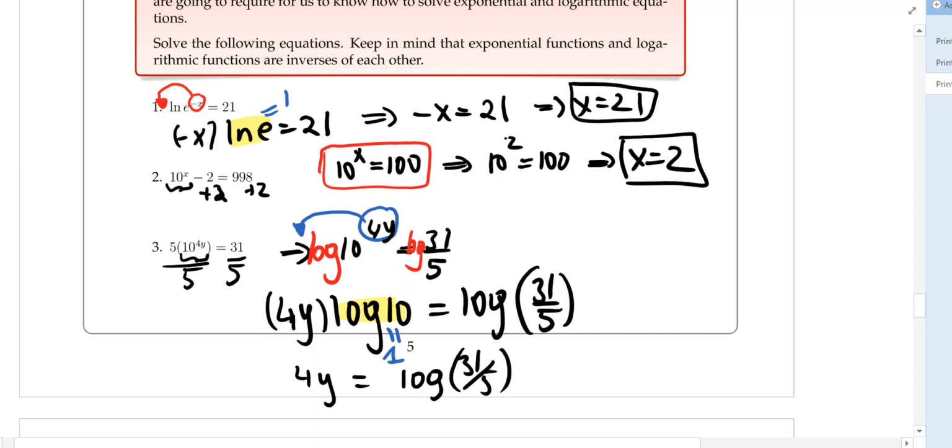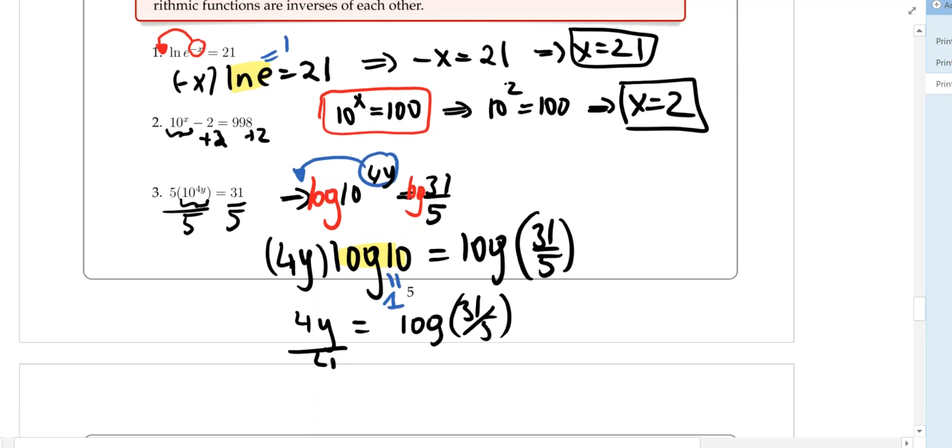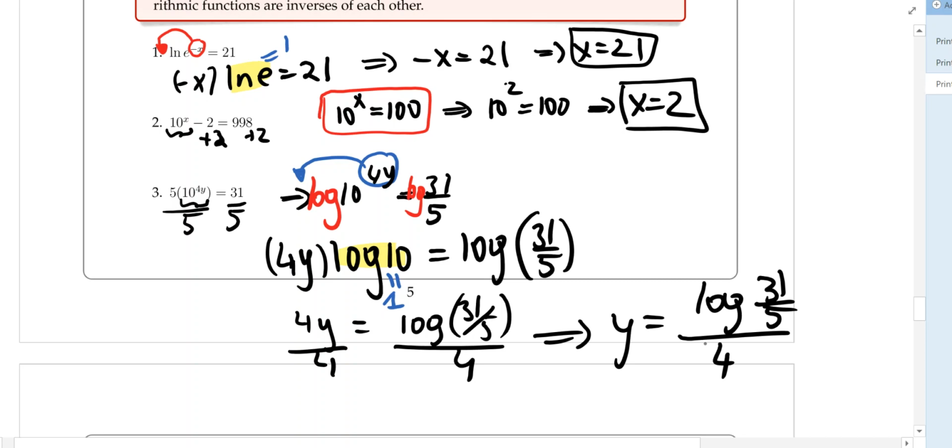Since I'm solving for y, I'm going to divide both sides by 4. And the answer will be that y equals log of 31 over 5, divided by 4. So this is the exact answer.